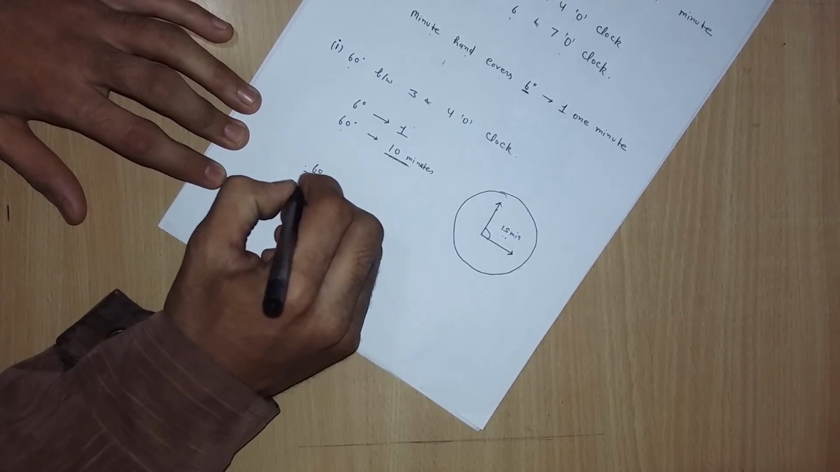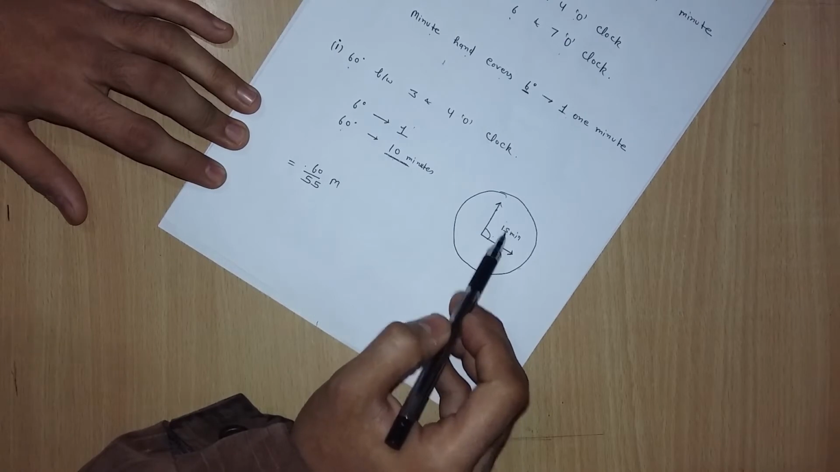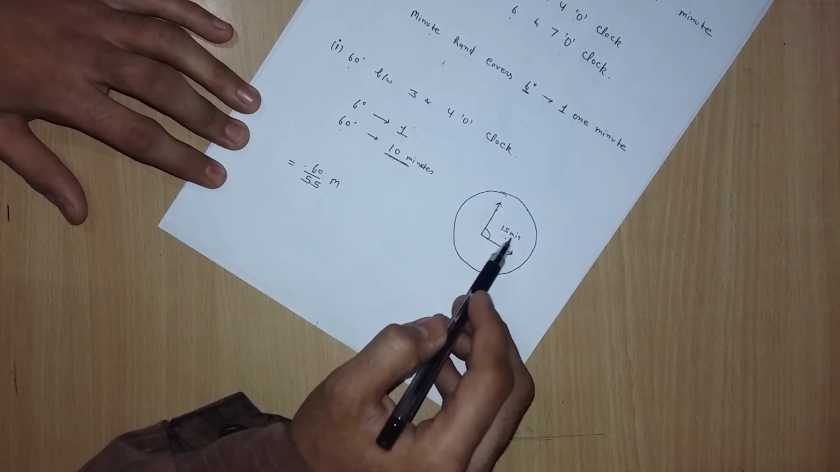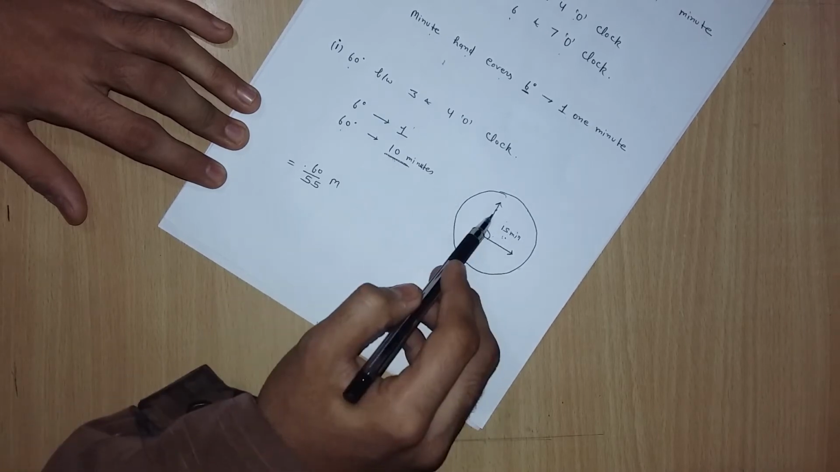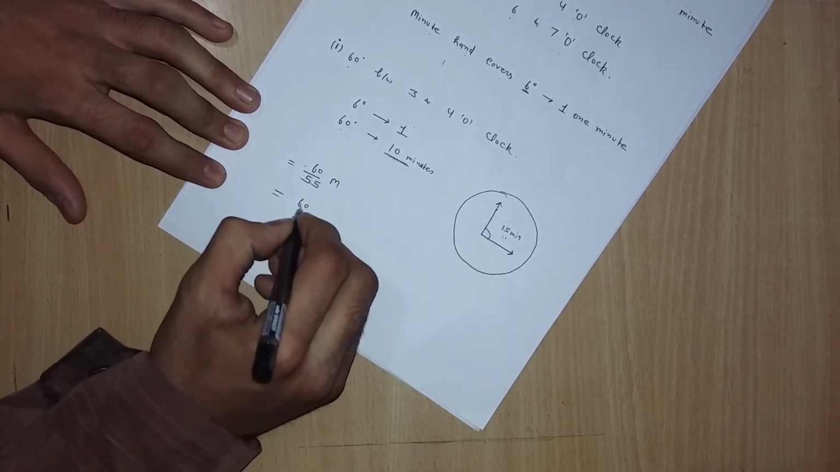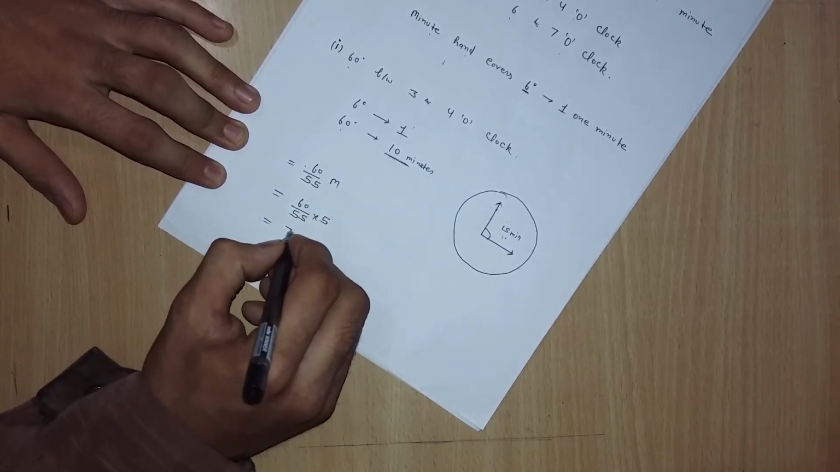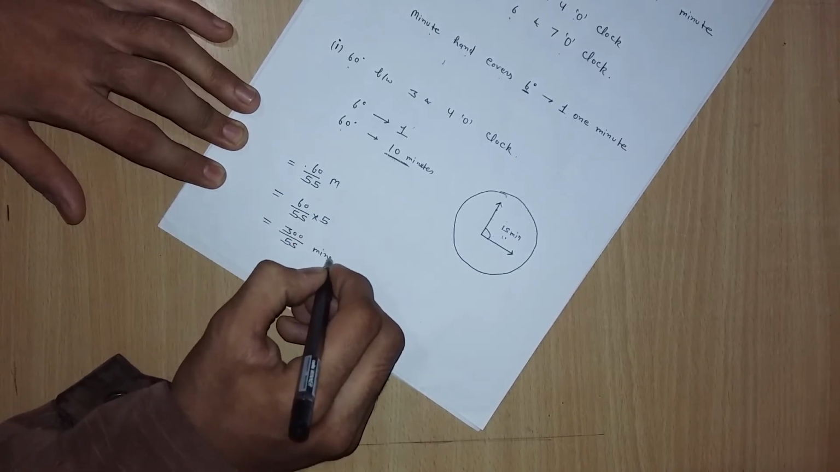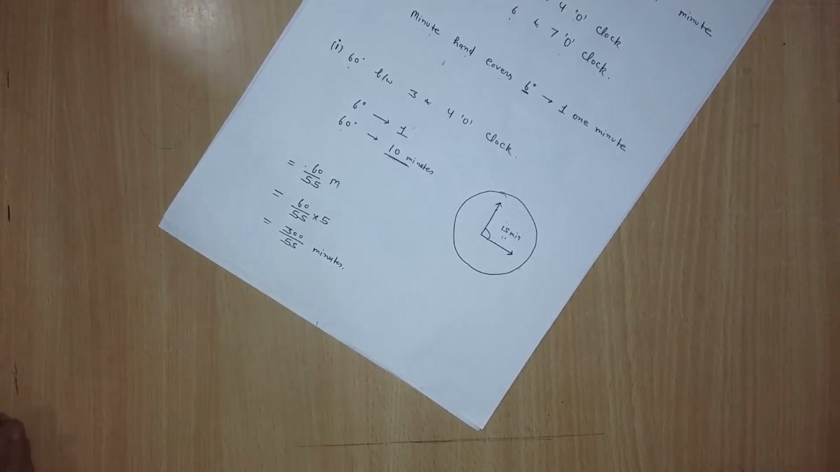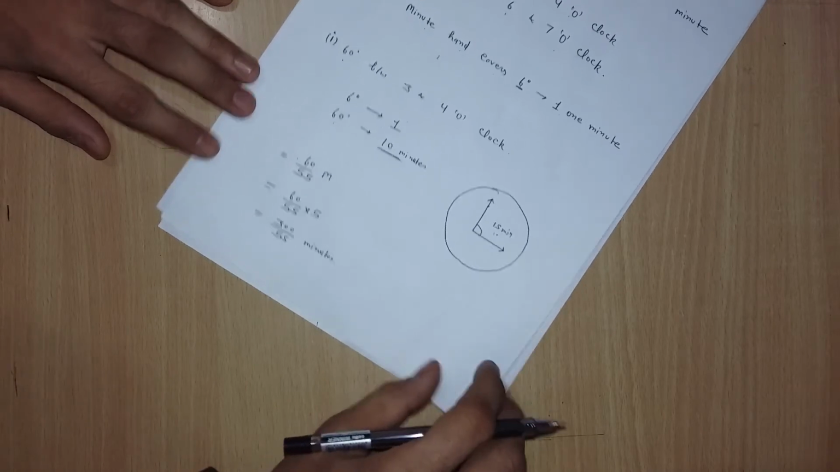The formula is again the same. The minute hand has to cover 5 minutes because the difference between these two hands at 3 o'clock is 15 minutes, but we need to maintain 10 minutes only. So 60 upon 55 into 5, 300 upon 55 minutes will be our answer. You can further simplify it as I told you earlier. So let's see the second case.